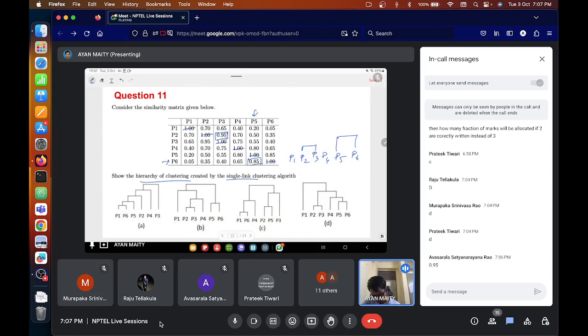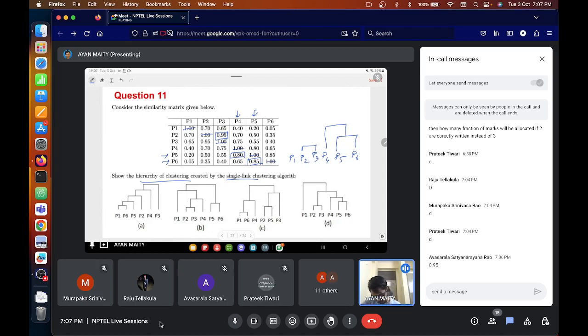And after merging P5 and P6, the next highest is, I think, 0.75, which is between... 0.8 is there. Yeah, 0.8 is here. So which is between P4 and P5. So P5 has already merged with P6. So that means I have to merge P4 with P5 and P6.